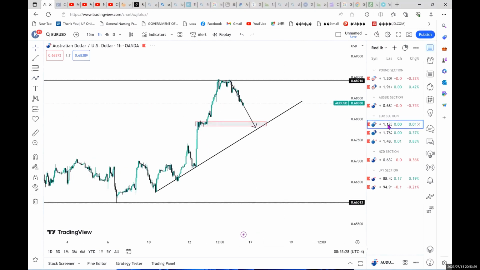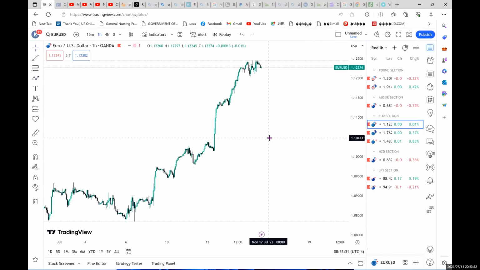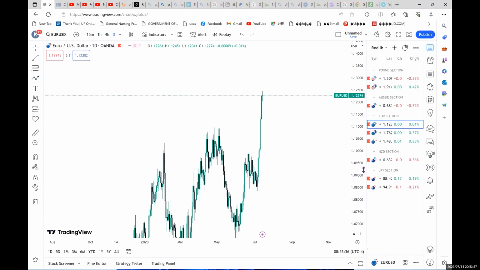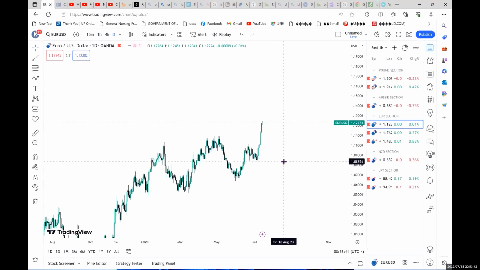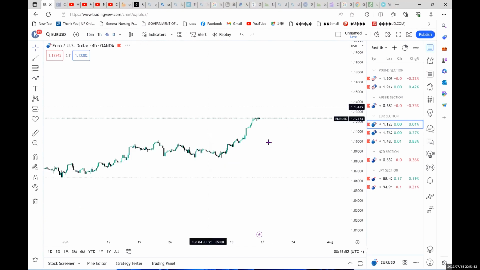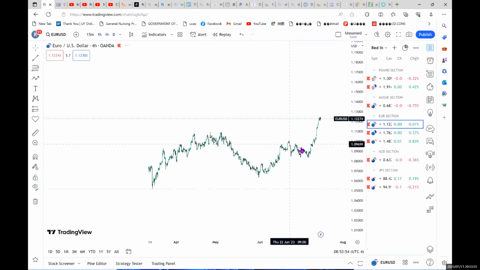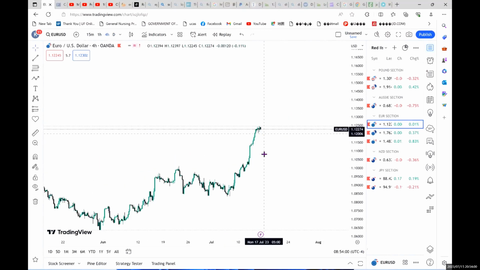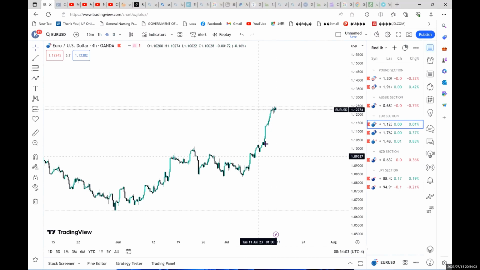Okay, let's go on to Euro USD. We're gonna check our daily time frame again, and here we can see price is extremely bullish. We had a massive push last week, this week. Okay, so now we are definitely looking for a pullback. I wouldn't try to take any buys at this point in time because price is really extended. So it would be nice to see a pullback.